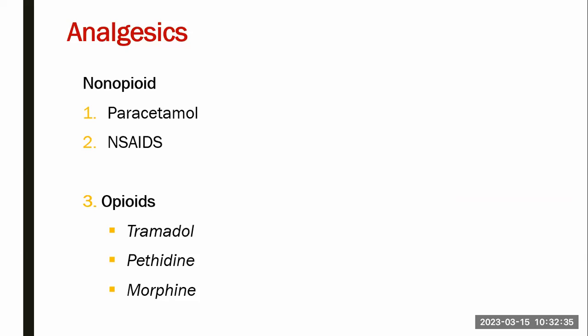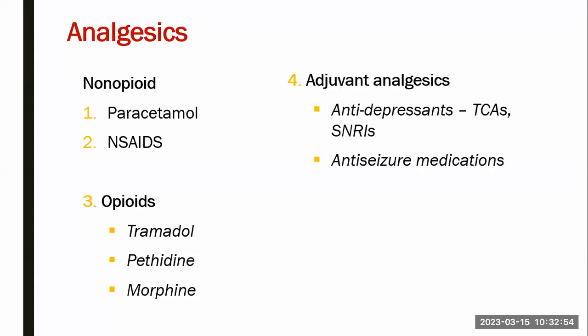Now, the third thing that I told you about is analgesics. Now, we have our non-opioids, paracetamol and NSAIDs have already been mentioned by my colleague. Opioids, we'll come on to that. And another very useful thing are these adjuvants. These are adjuvant analgesics, which are not primarily analgesics, but they do have an analgesic effect in certain conditions.